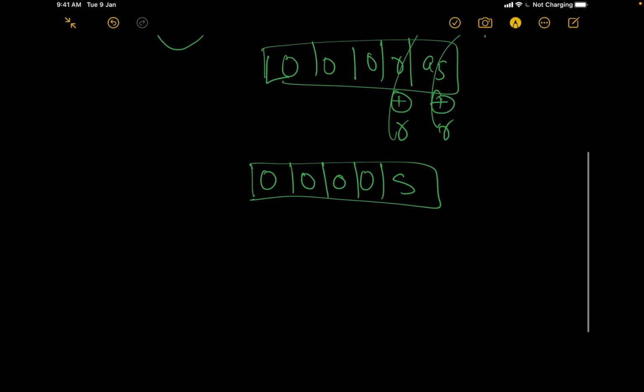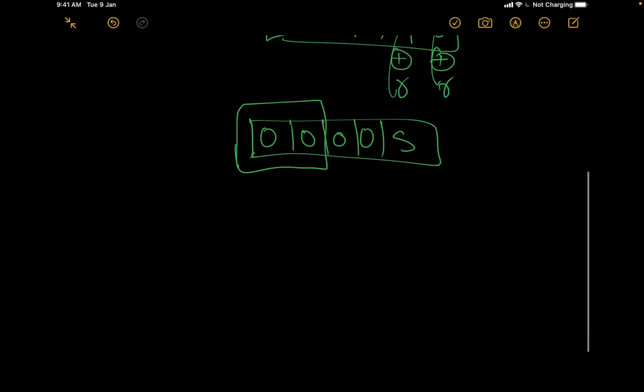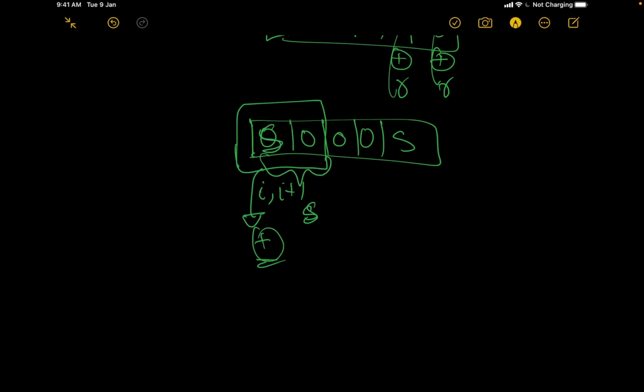Now I can pick any two consecutive indices, basically I and I plus 1, and XOR them with something. So let's say I XOR them with s, so both of them become s. Now I pick these two indices and XOR them with s.